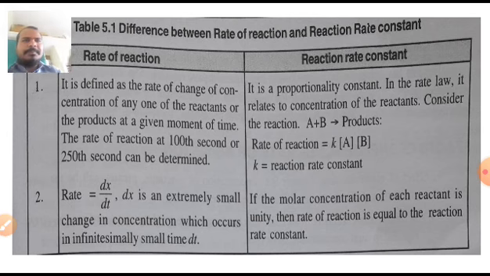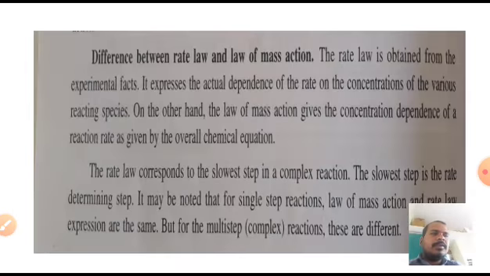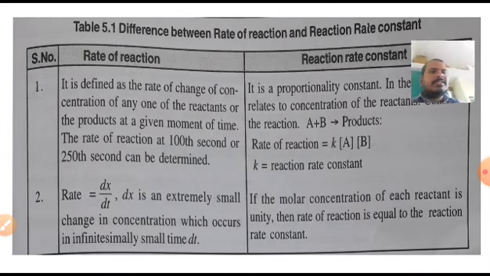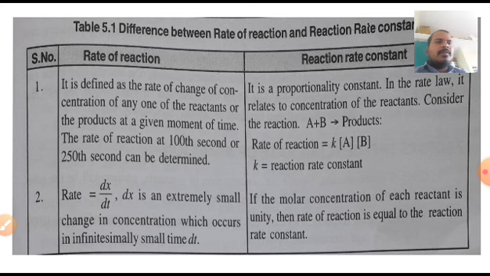Next, what is the difference between rate of the reaction and rate constant? The rate of the reaction is defined as the rate of change of concentration of any one of the reactants or products at a given moment of time. The rate of reaction at the 100th second or 250th second can be determined. It depends on the concentration of the reactants. It is the disappearance of reactants or appearance of products over a period of time.